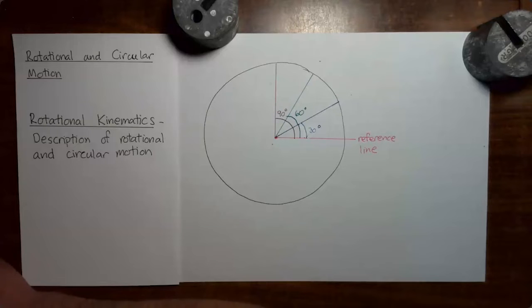Rotational kinematics is the subject where we learn to describe the motion of objects which are rotating and which are moving in circles. Once we can describe rotational motion and circular motion, then we can begin to understand why rotating objects and objects moving in circles move as they do. But first, we need to be able to simply describe that motion.